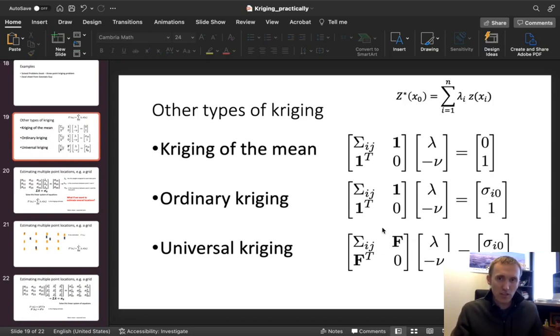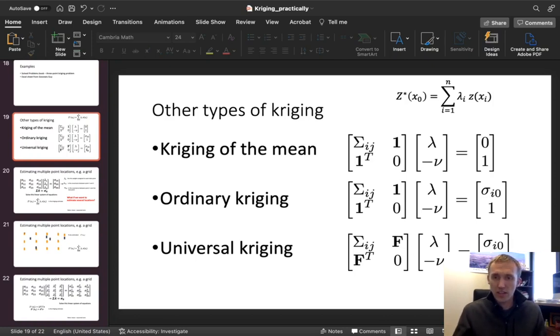But this could capture a linear function of x and y, for example. And what does that look like? Well, I show an example on the Canvas page, but you would just have, for example, a column of 1s, a column of x's, and a column of y's. And that would be your linear function in x and y.